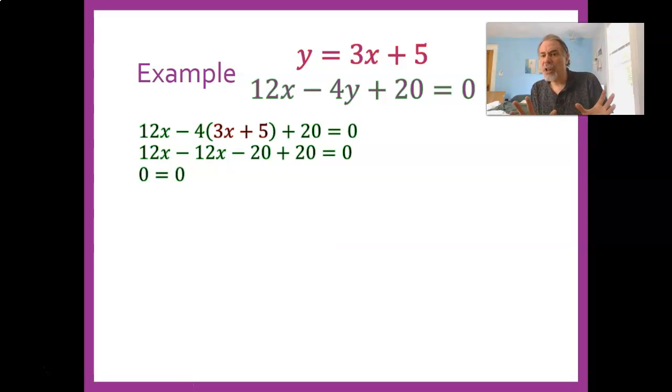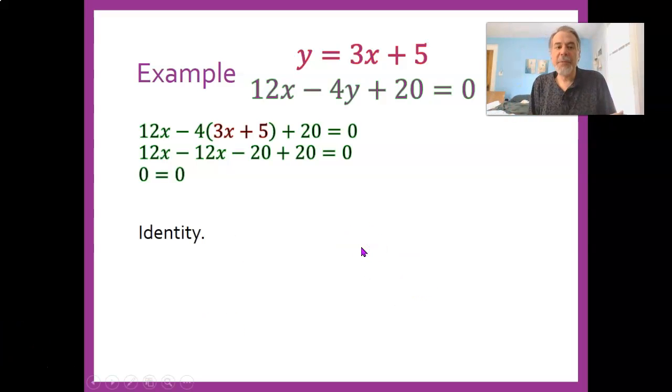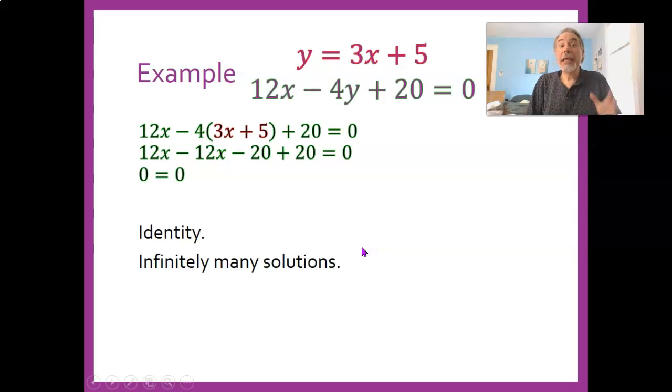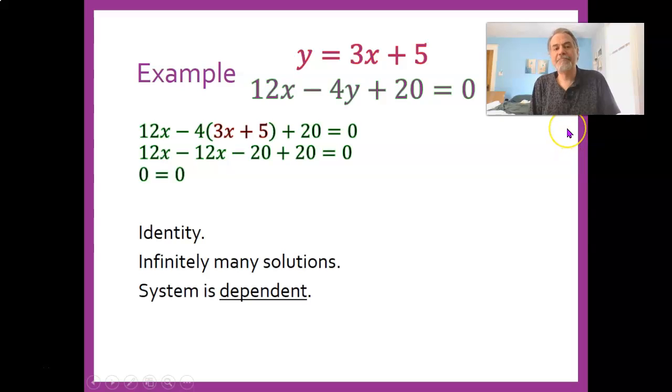That's sort of like what happened in the last example, but with a big difference. 0 equals 0 is true. No matter what's going on with x, that's a true equation. That's an identity. So when that happens, that means that our system has infinitely many solutions. It's a dependent system. There's not just one way of making the two equations true at the same time. There's infinitely many ways of doing it.